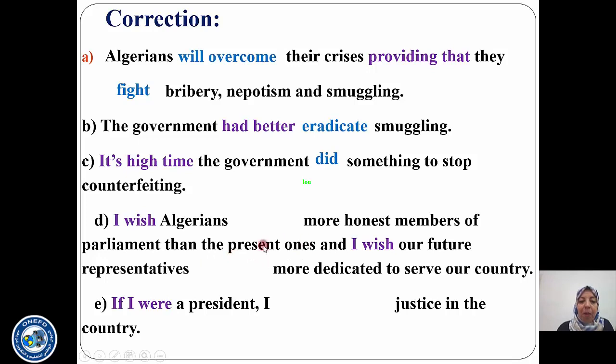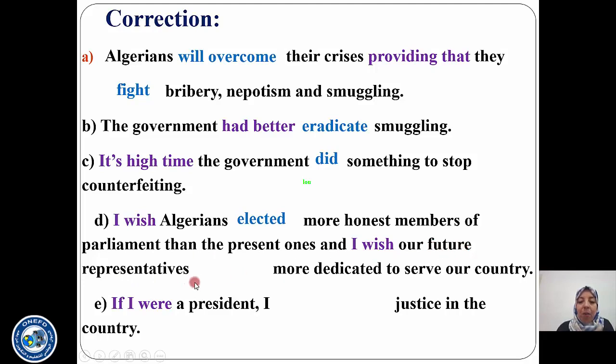So this first part of the sentence is speaking about a present situation. So what tense should we use after wish when we talk about a present situation? It is the past simple. So I wish Algerians elected. Okay? And in the second part, I wish our future representatives, you see, there is another indicator here.